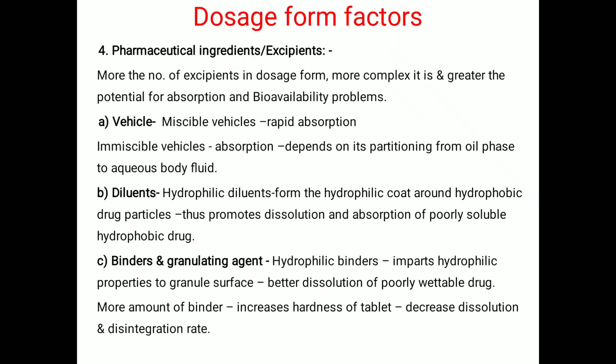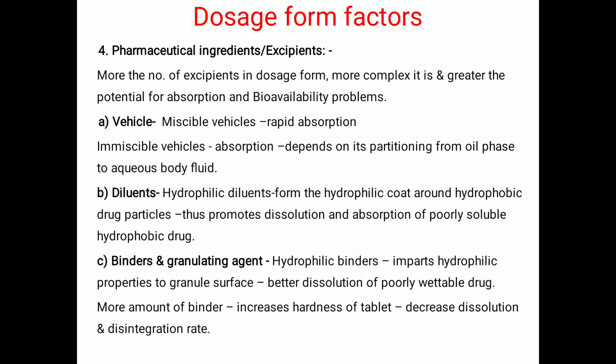Then the next factor is pharmaceutical ingredients or excipients. The more excipients in a dosage form, the more complex it is and the greater the potential for absorption and bioavailability problems. We already discussed that a tablet is a very complex dosage form because the number of excipients within the tablet is much higher and a series of steps occur before absorption of the drug from the tablet, and that's why the complex dosage form offers greater potential for problems in absorption as well as bioavailability.